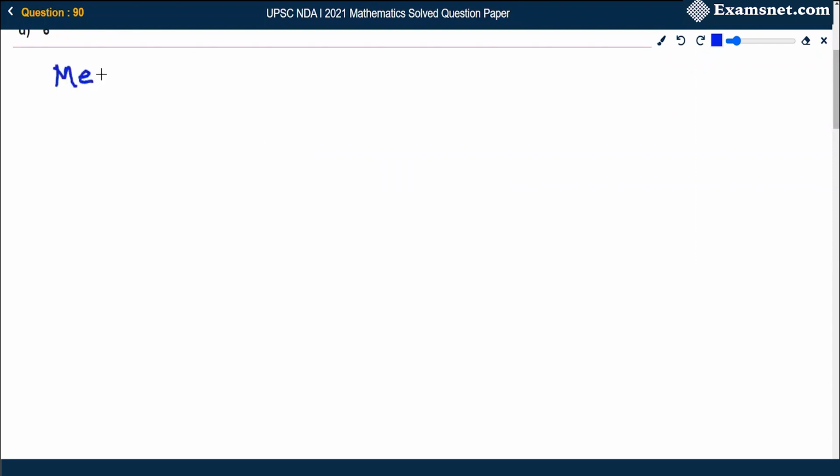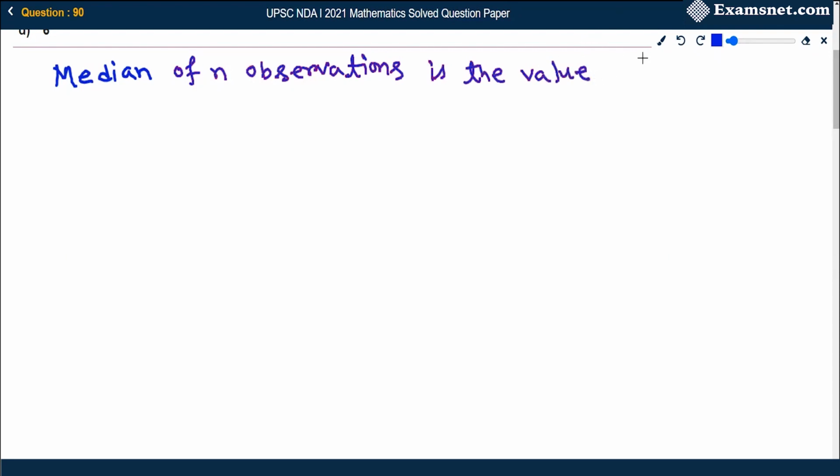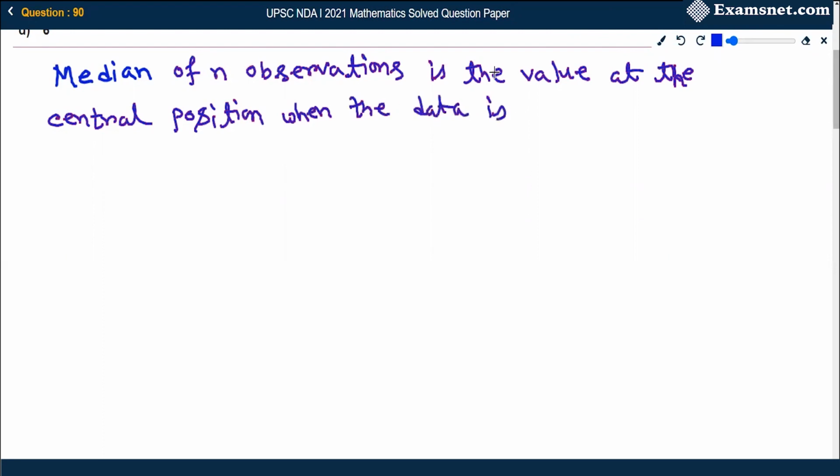So median of n observations is the value at the central position when the data is arranged in ascending or descending order.